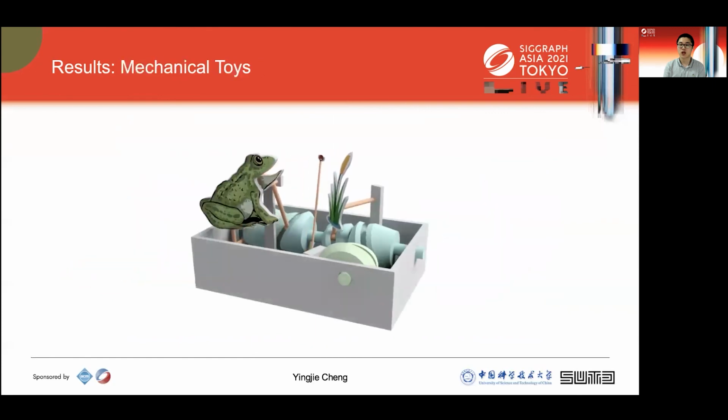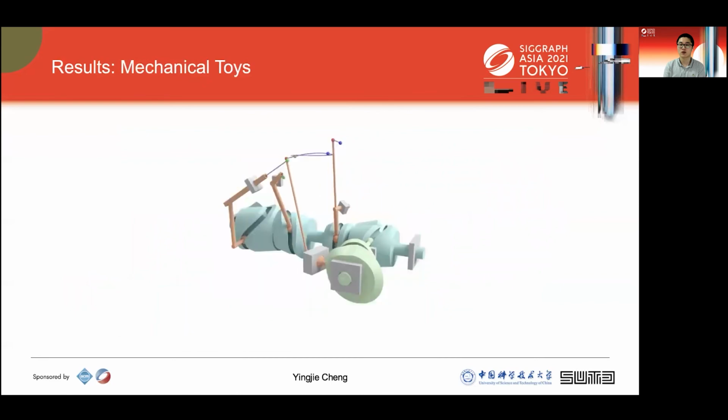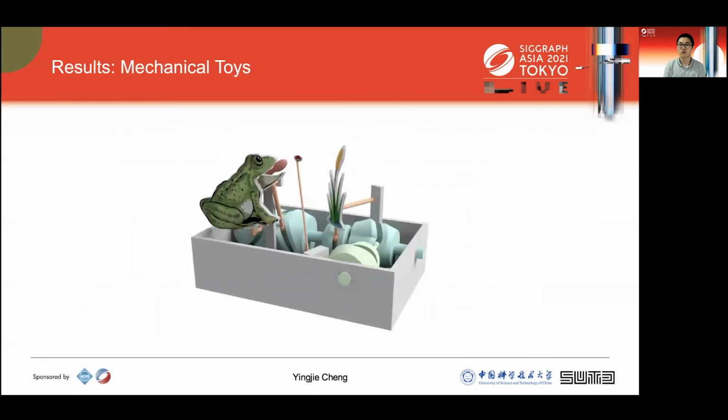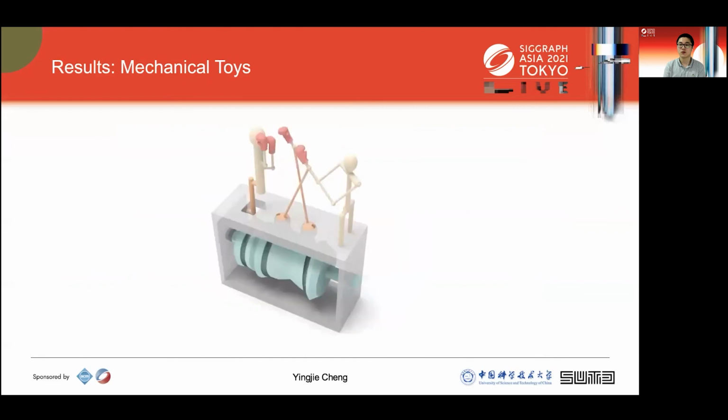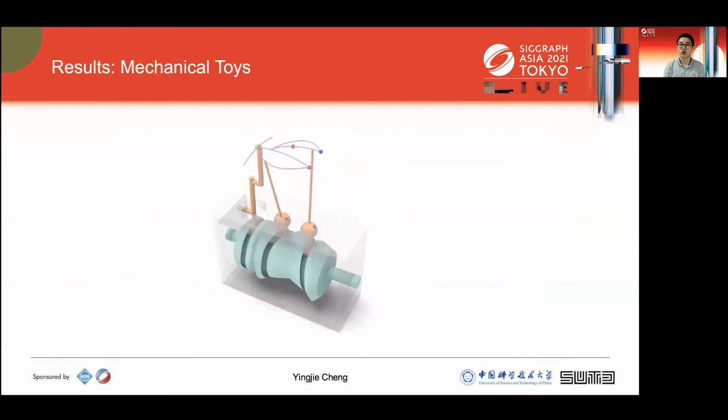We can use the composite CamMech to create some mechanical toys, which have complex curves and timing control. Here is the mechanical toy about boxing, which is achieved by 3 cams.